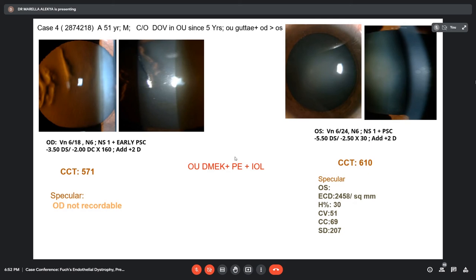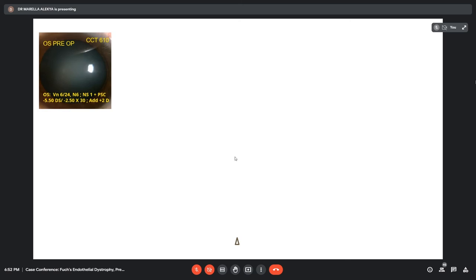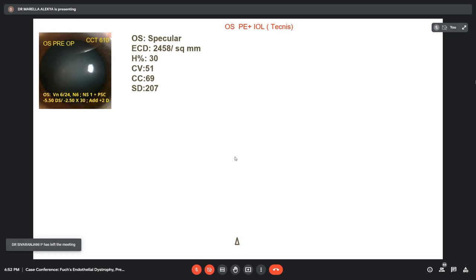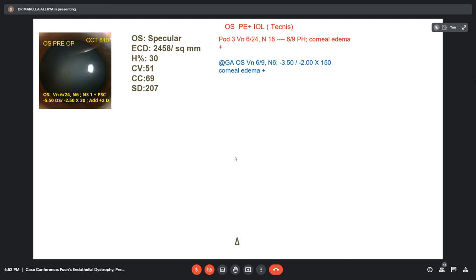This is a pre-op picture of the left eye with vision 6/24 with minus 2.50 diopters. Specular counts were done, phaco IOL was done, and post-op day 3, vision was 6/24 N18, which improved to 6/9 with pinhole, but there was corneal edema. At GA, vision was 6/9 with N6 with minus 2 diopter cylinder, but corneal edema persisted. Though vision was good in both visits, the patient was symptomatic from post-operative day 1 and he was on continuous treatment.